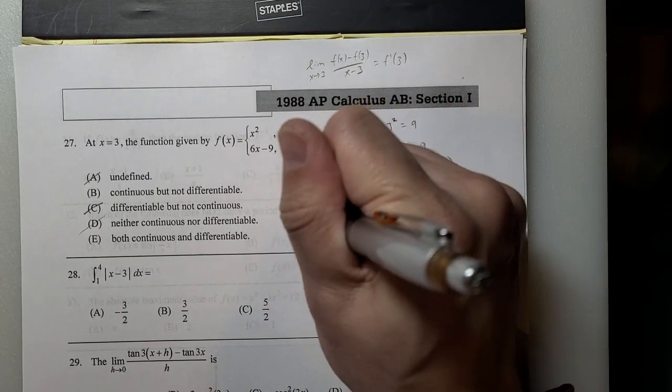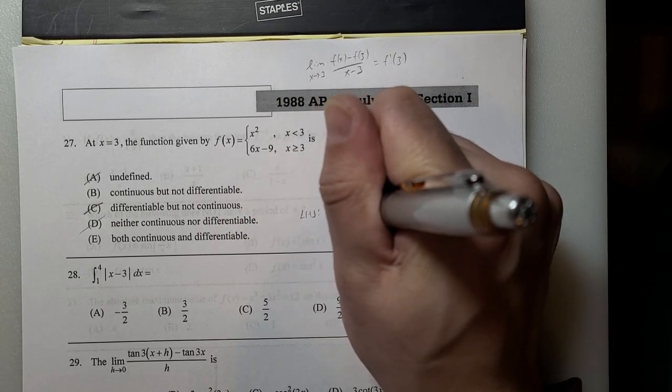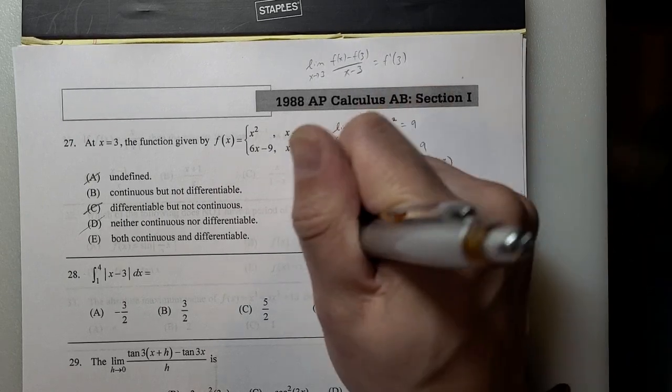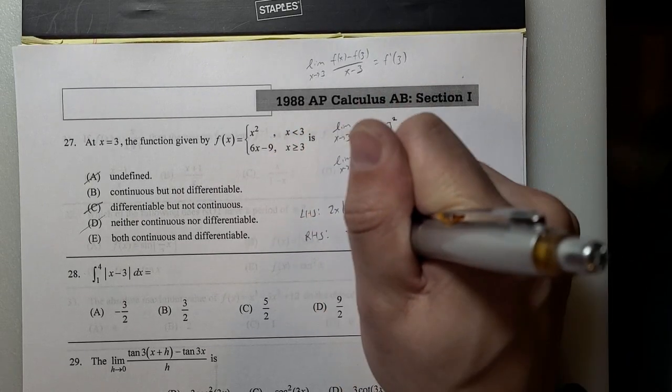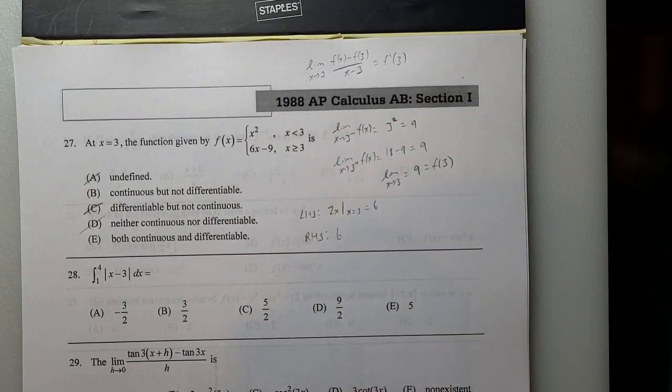From the left-hand side, it would still be this. What's the derivative of x squared? That's 2x. We evaluate at x equals 3. That's equal to 6. How about the right-hand side? The derivative of this is just 6. Okay? So it's differentiable also. So 27 should be E.